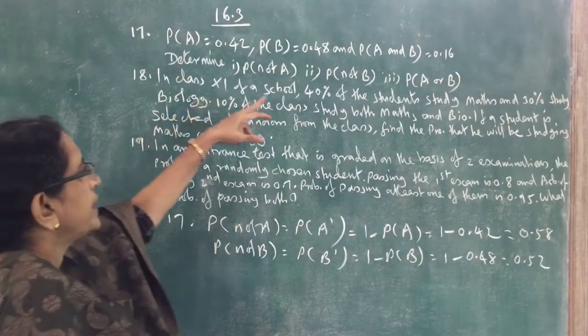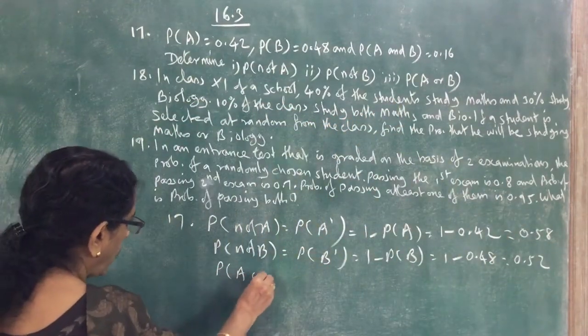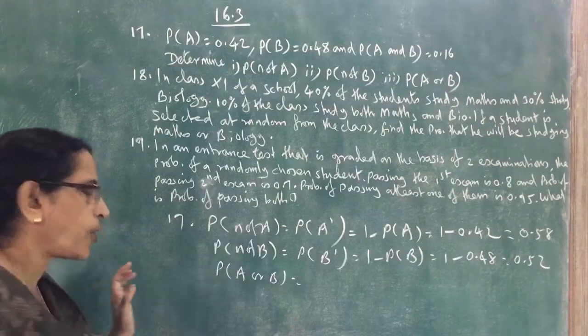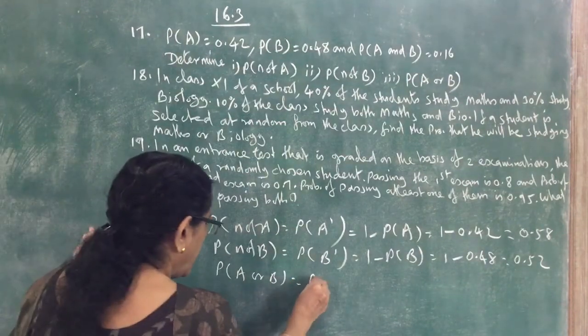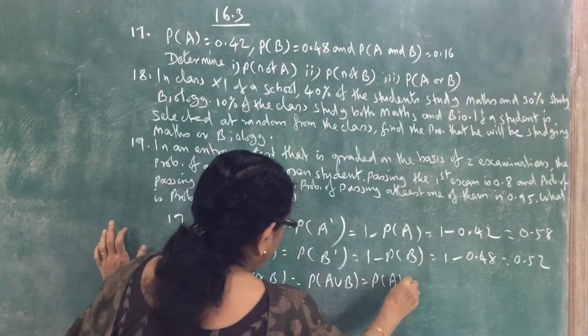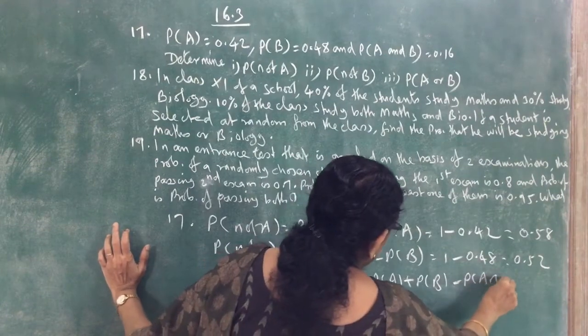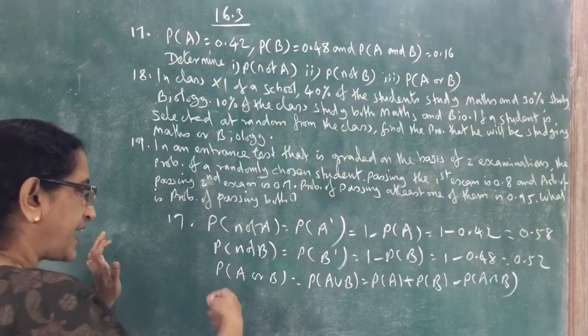Then third one, probability of A or B. That is same as probability of A union B. Probability of A union B is equal to probability of A plus probability of B minus probability of A intersection B. So all are given, we can directly substitute.